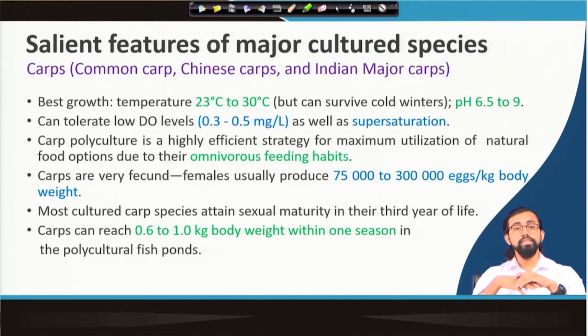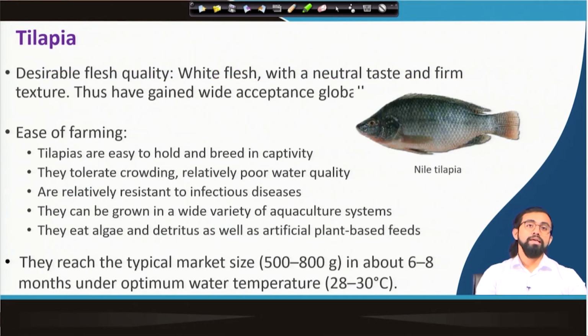They can reach 0.6 to 1 kg of body weight in one season in this kind of polyculture fish pond, which also gives us a very high production and economic benefits as well.